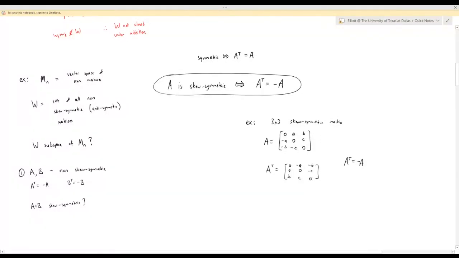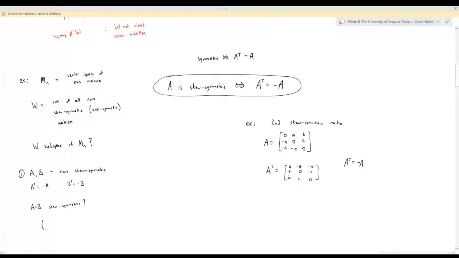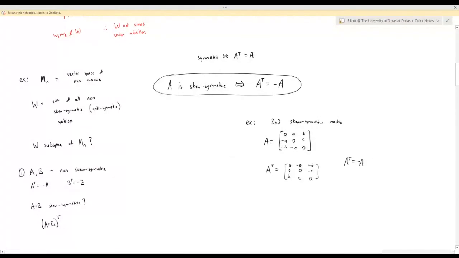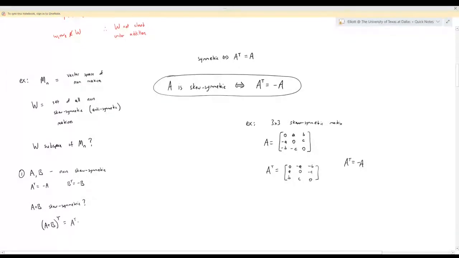So the way that we're going to verify that is, well, to be skew symmetric, its transpose would have to equal the negative of itself. So if we try to transpose the sum right now, we can use some properties of the transpose operation. When you transpose a sum, you can distribute the transpose to each term.